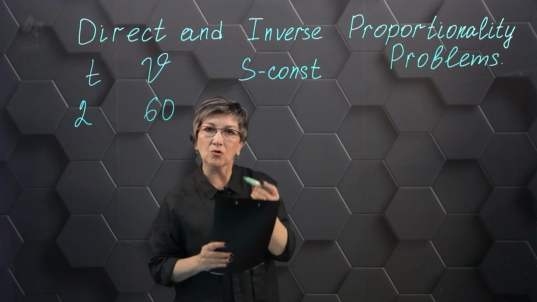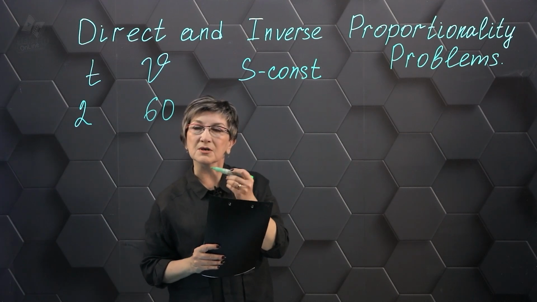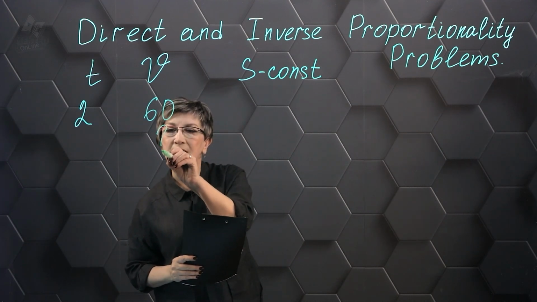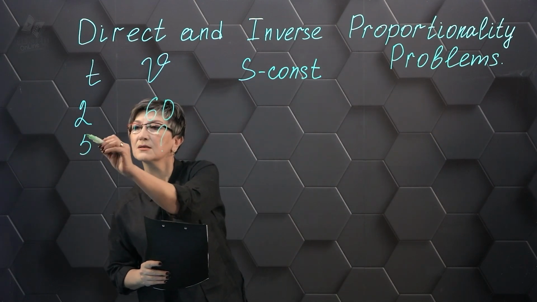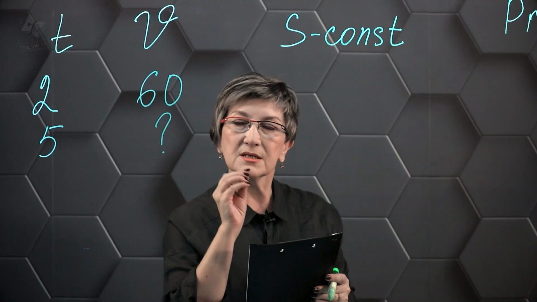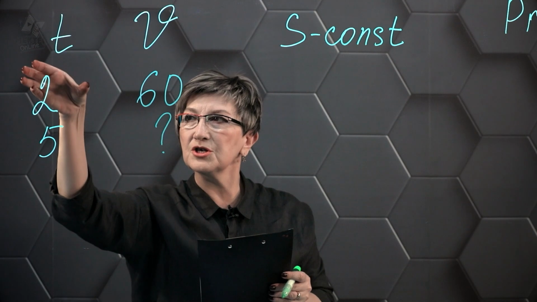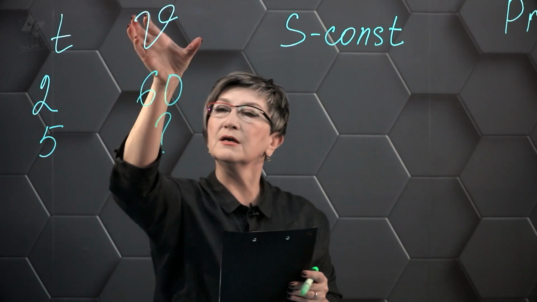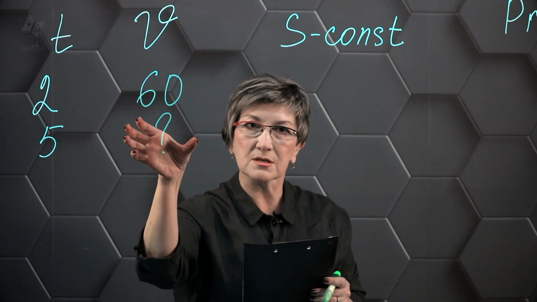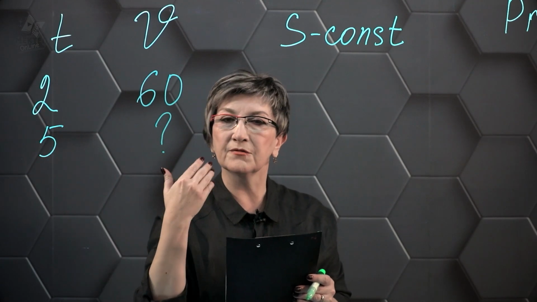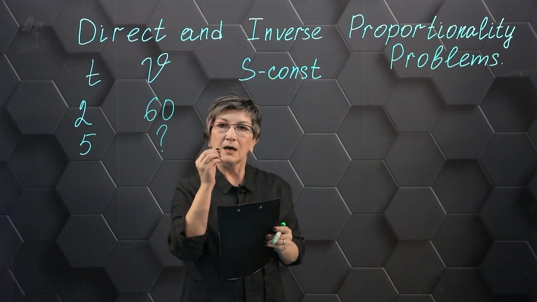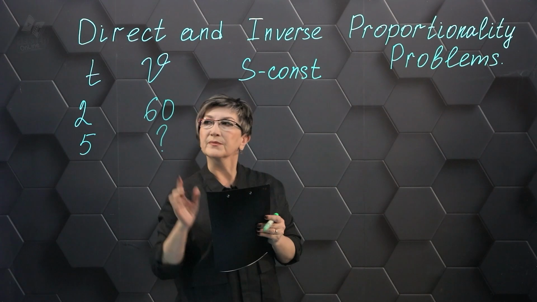How fast will the car travel if it travels this distance in 5 hours? Notice that I've written down the values of time and the value of speed. You can't write these down in the wrong order. Now let's move on to the solution.